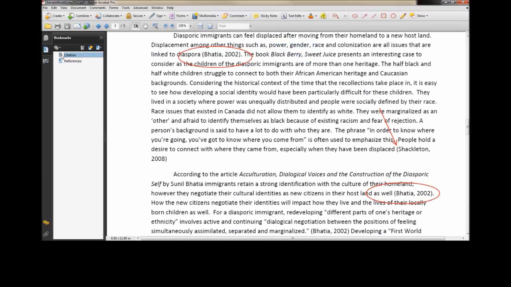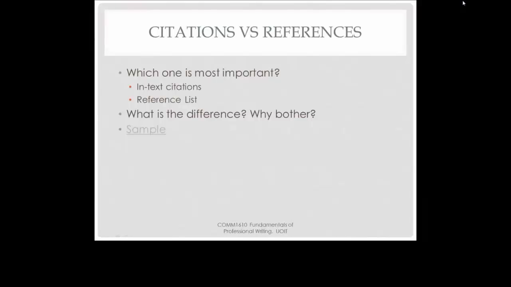So citations and references are important because they not only tell the reader where you got your information, but they also give credit to the original author. Not providing citations and references is considered plagiarism. Plagiarism is not simply copying someone else's words, but also taking someone else's ideas or other work without giving credit for it.